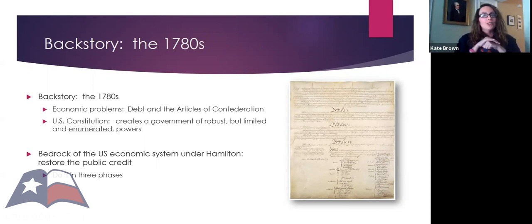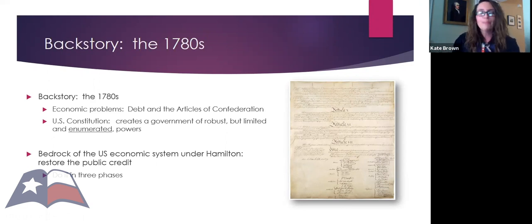Then phase three, I go out of order for a reason. Phase three is the long-term, looking to the future. We've restored the public credit. How do we maintain it? And along with that, how do we diversify? How do we encourage economic growth? How do we grow the economy and be prosperous? That's phase three.